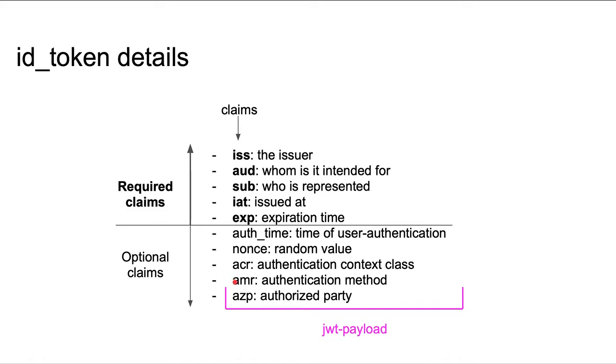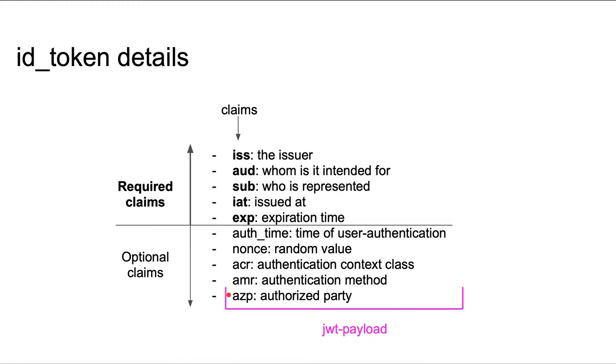Then we have AMR, the authentication method, and this is a value which says something like a username and password was used, or an OTP was used. The specification doesn't define any specific values, so any values would have to be made up for a specific context.